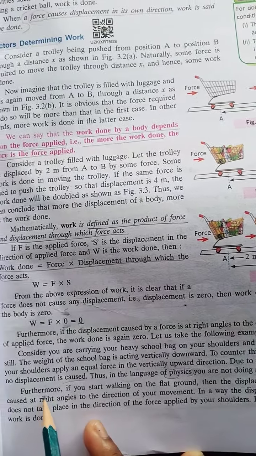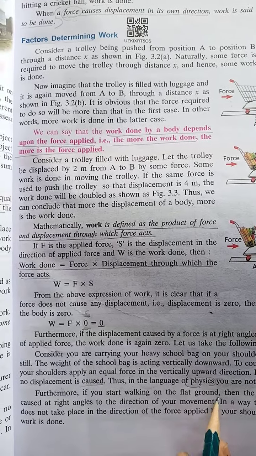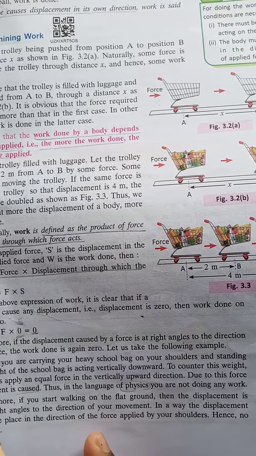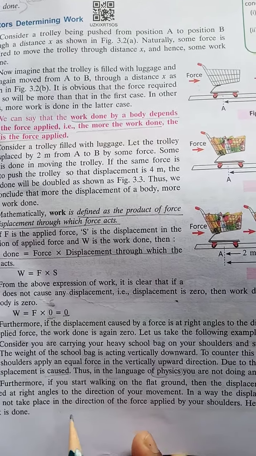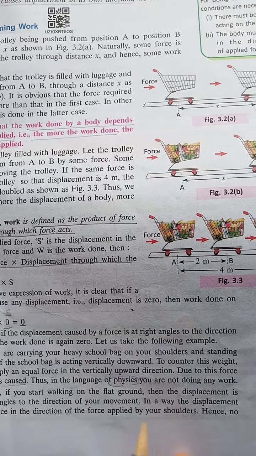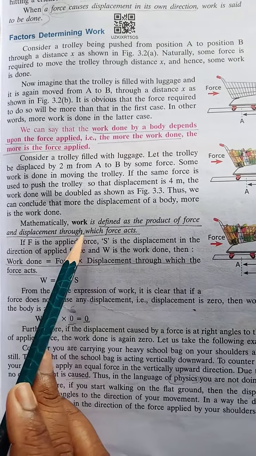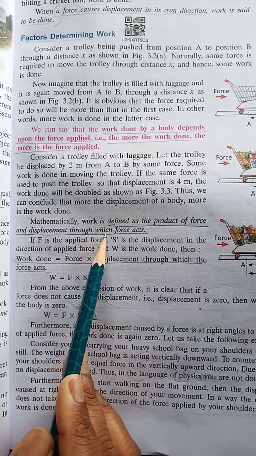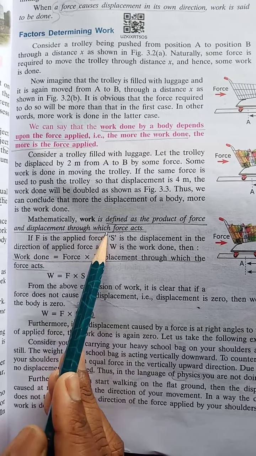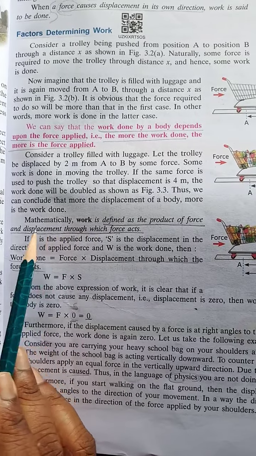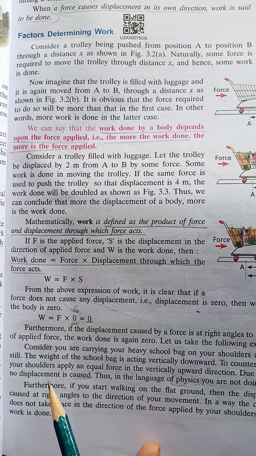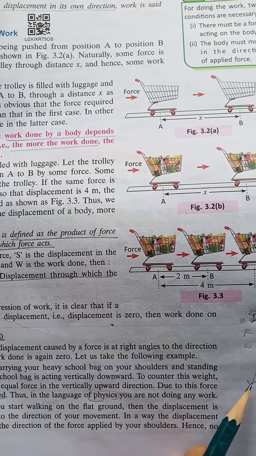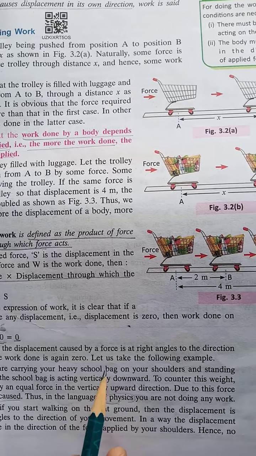Another example: if you start walking on flat ground, then the displacement is caused at right angles to the direction of the force applied by your shoulders. The displacement does not take place in the direction of the force, hence no work is done. So, here you can see, if because of the force, the displacement through which the force acts takes place in the direction of the force, then work is said to be done. If the displacement takes place in the opposite direction, then we can say there is no work done.